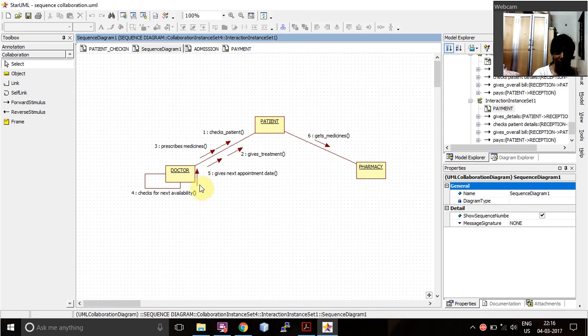Once he checks that, he gives the next appointment date, and then he gives the medicines. I mean, he prescribes the medicines, which the patient can get from the pharmacy. That is our last process.